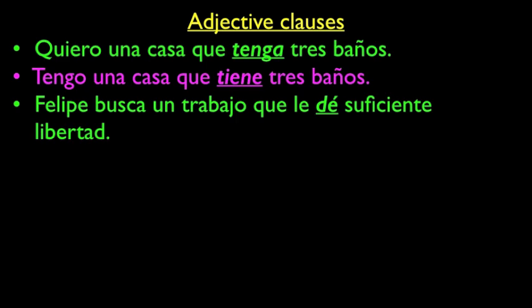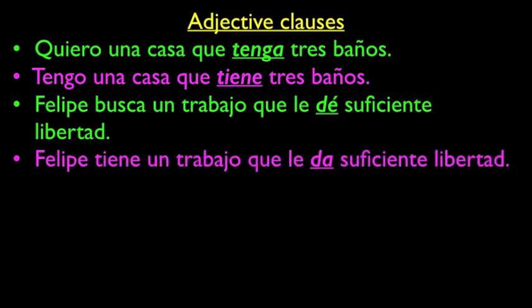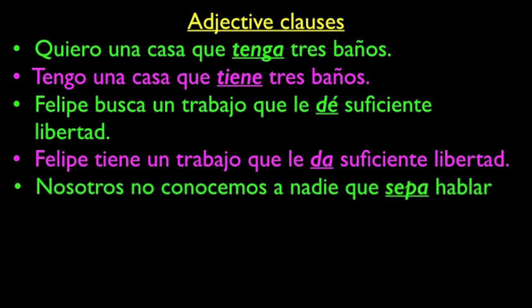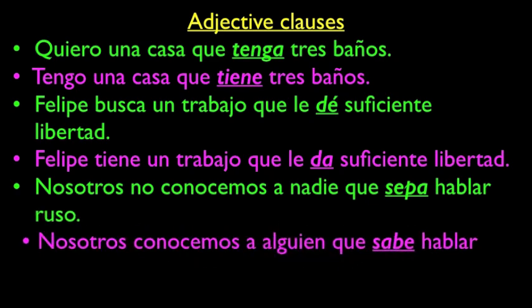It's non-existent right now. As opposed to Felipe tiene un trabajo que le da suficiente libertad. He has that job now. It exists. And then finally we have nosotros no conocemos a nadie que sepa hablar ruso. This is the negative antecedent. We don't know anyone that knows how to speak Russian. As opposed to conocemos a alguien que sabe hablar ruso. We know someone who speaks Russian.